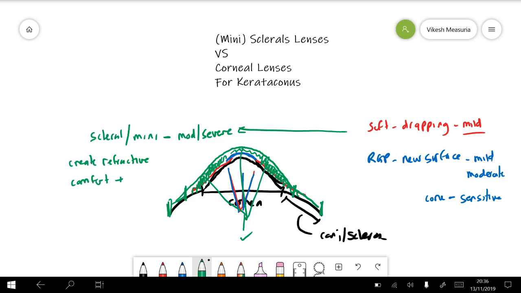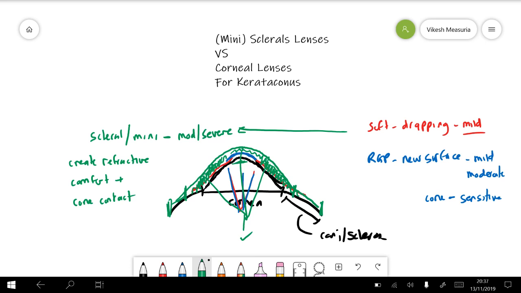It's even used in patients that don't have keratoconus, who have various corneal diseases, just to produce an extra barrier from the environment and keep the eyes comfortable. The other benefit is that because there's no contact at the front of the eye, there's no concern about causing scarring or further irritation to the cornea itself. So those are the big differences between soft lenses, rigid gas permeable, and sclerals and mini sclerals, and when we would try and fit them.